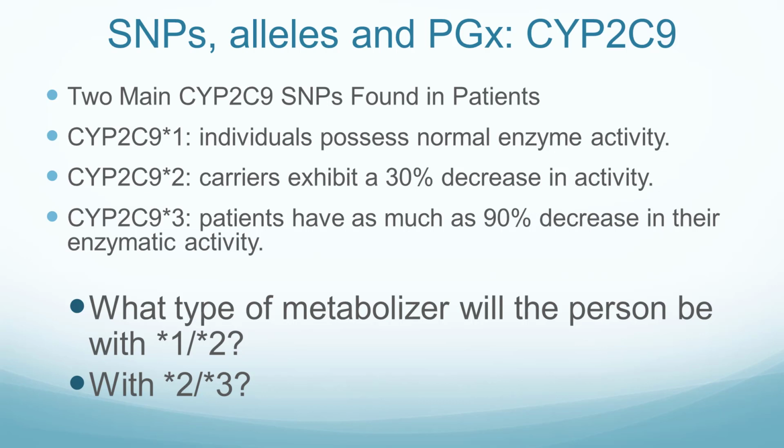So think about if they have a decrease in enzyme activity, that's impacting the metabolism, or the blood level is going to stay high. So if a person has star 1, star 2, what type of metabolizer will they be? Where will they be on that slide that had the three curves? Or if they have star 2, star 3.